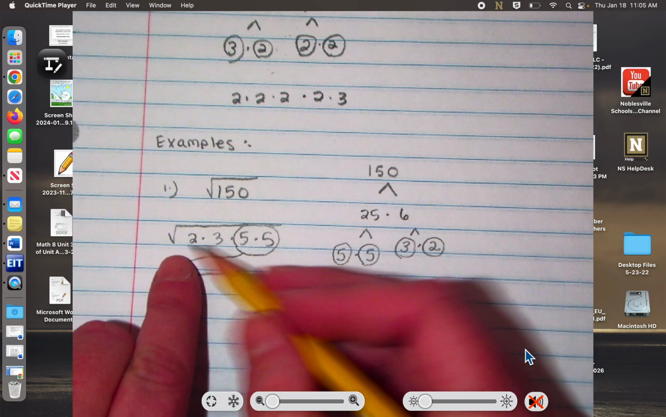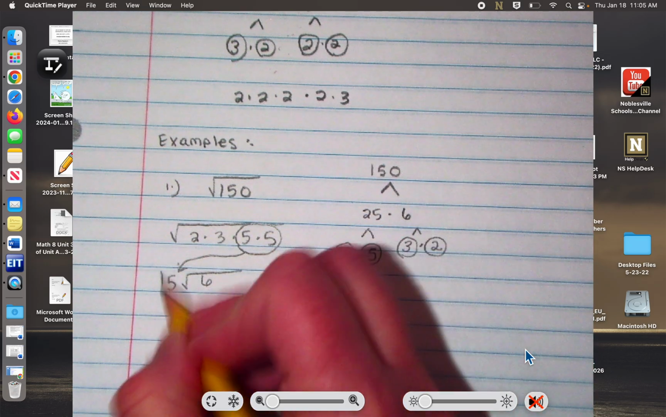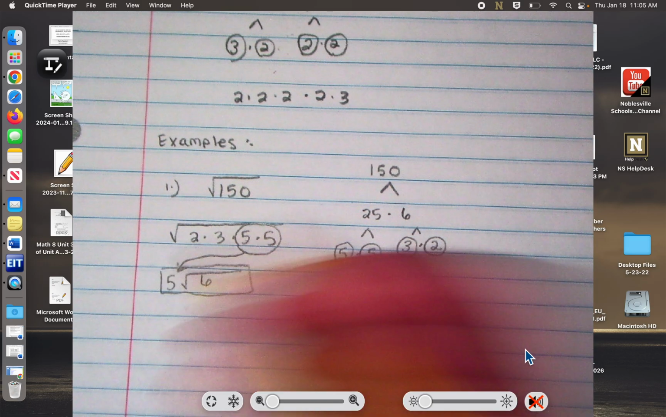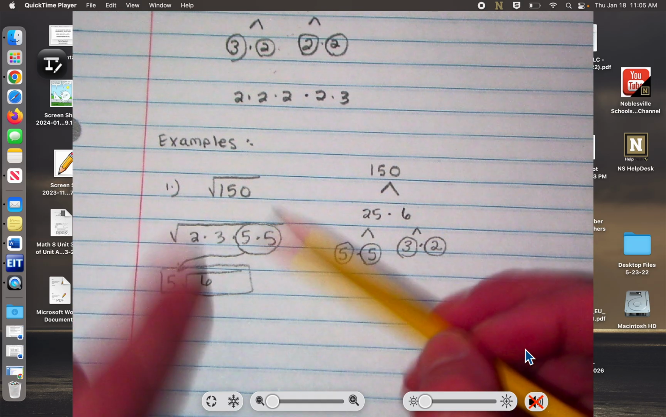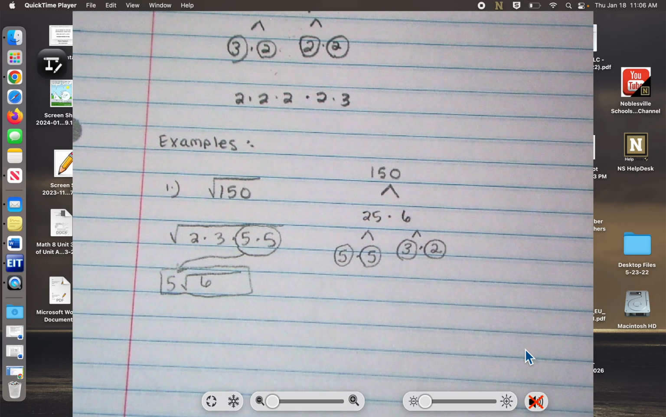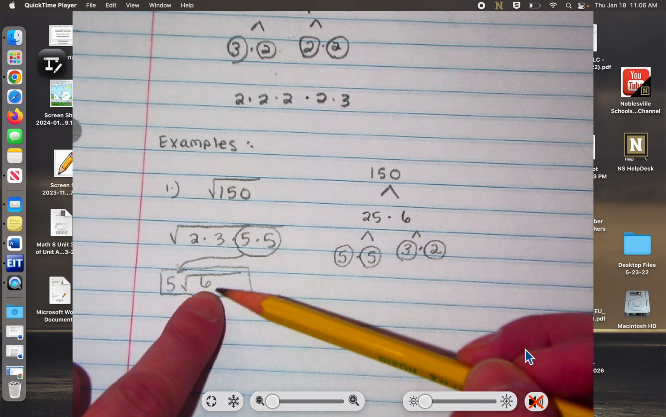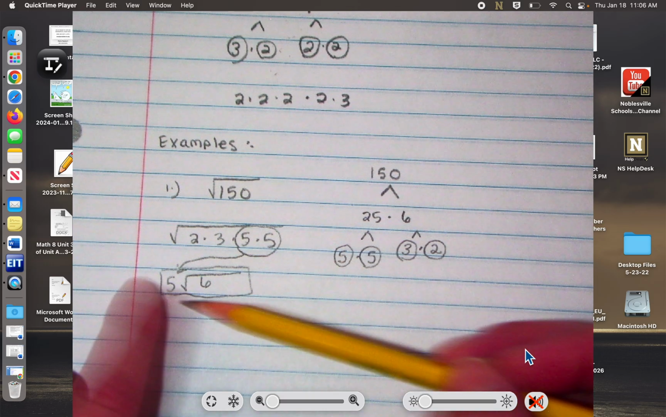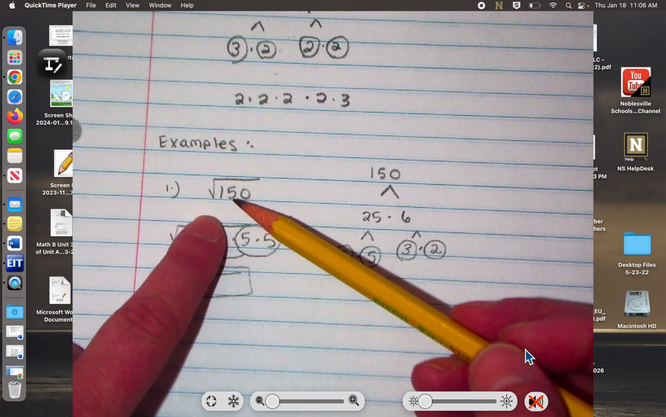So what is left underneath here? What's 2 times 3? 6. So this would be my final answer. The square root of 150 simplified as a radical expression is 5 square root 6. Right? So that is telling somebody my original number started out as 5 times 5 times 6. That's what that is telling us. 5 times 5 times 6 would give me the 150.